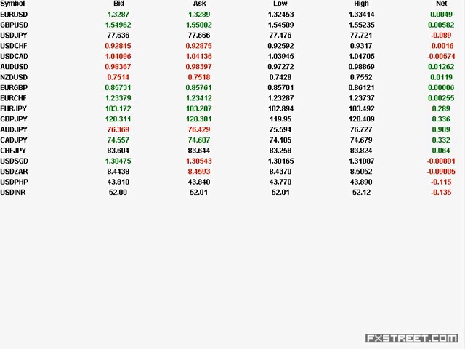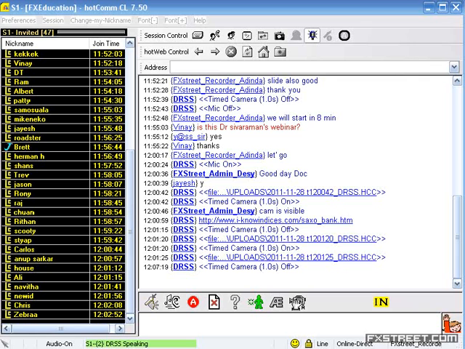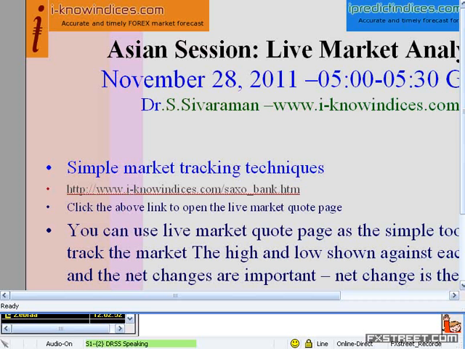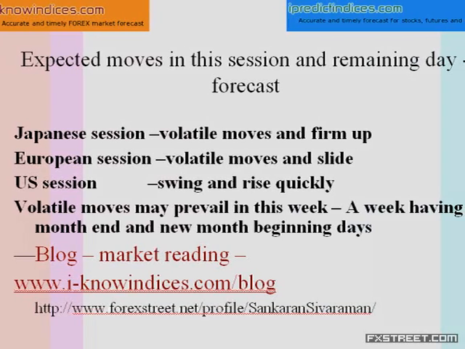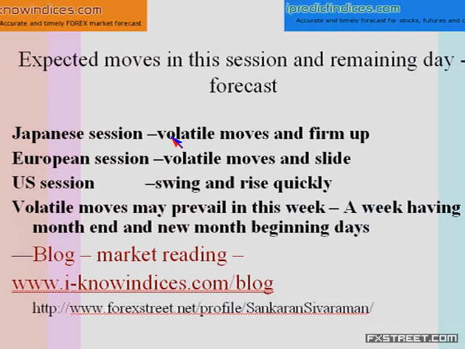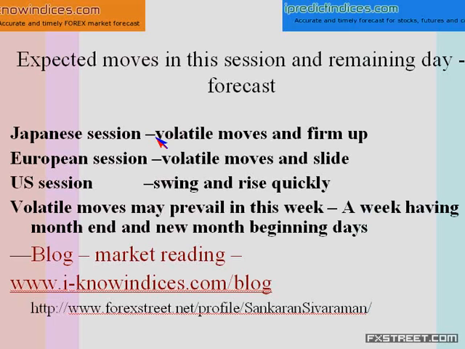And let me go back to that of the PowerPoint presentation, and it's like the expected market for today and the rest of the days of the week. During Japanese session, they are expected to make the volatile move, create a little bit of uncertainty whether it is a false breakout on the upside to drop and things like that. Probably it will try to give an impression of that nature and firm up.